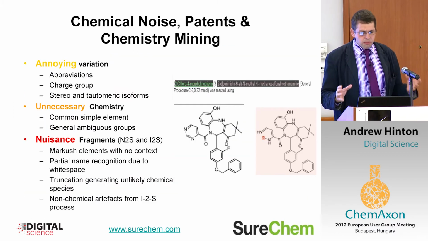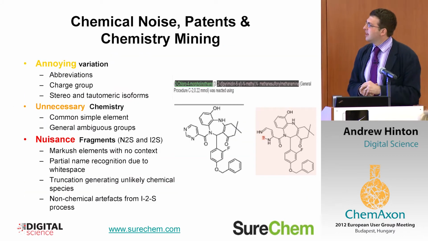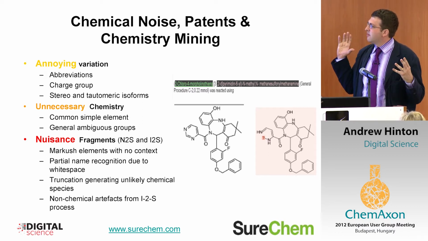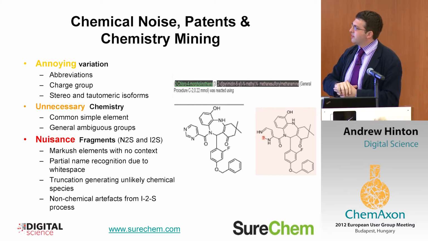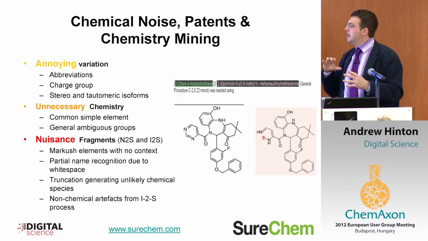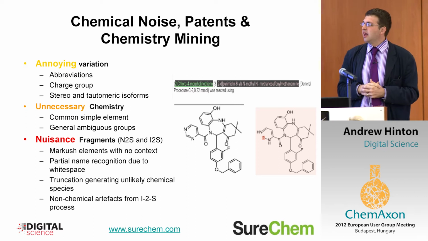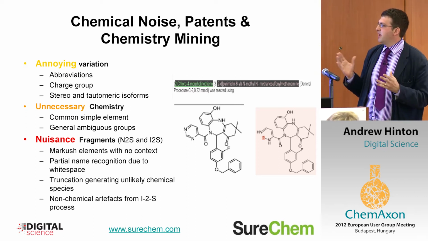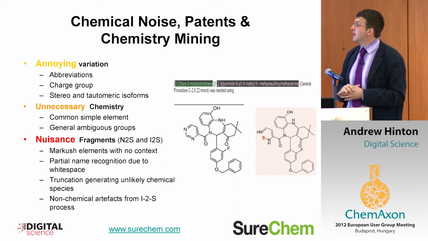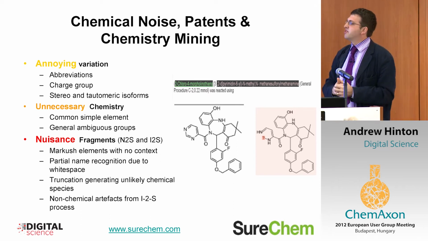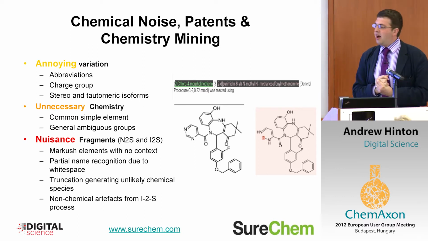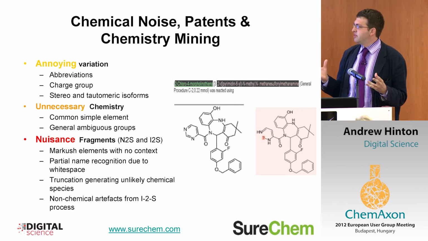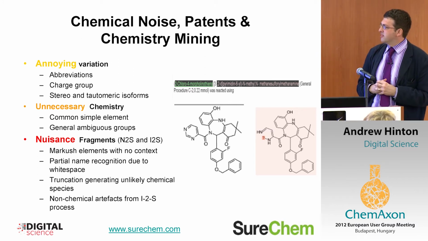To give you some examples of what we're talking about that we often find in chemistry, it'll either be annoying variations in the names and abbreviations, or when it comes to the representation of the chemistry, charge groups, stereo and tautomeric isoforms will either vary in nature or just be misrepresented or completely absent. Unnecessary chemistry is also present in a patent, where common simple elements will be extracted and shown to the user, again increasing the noise level.